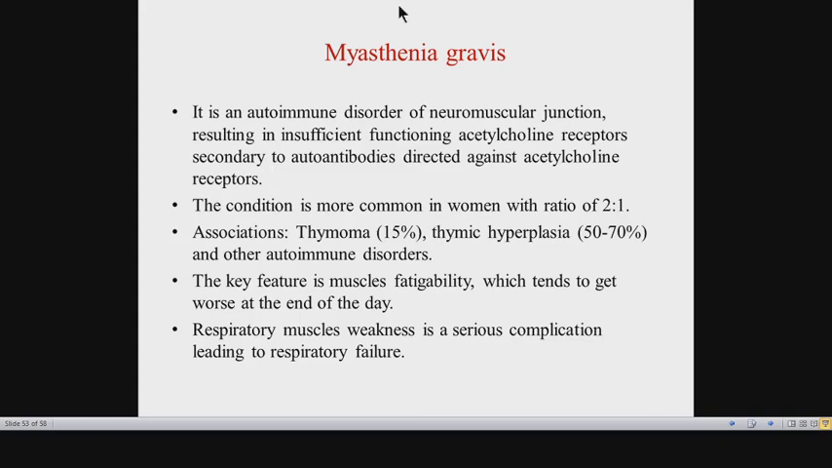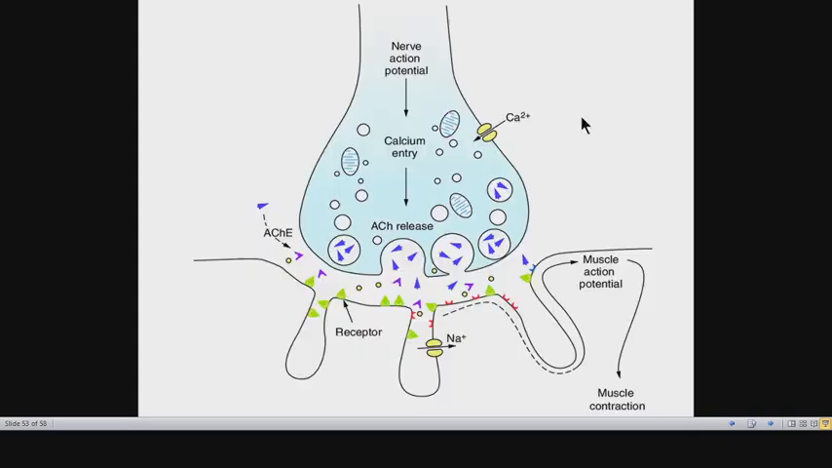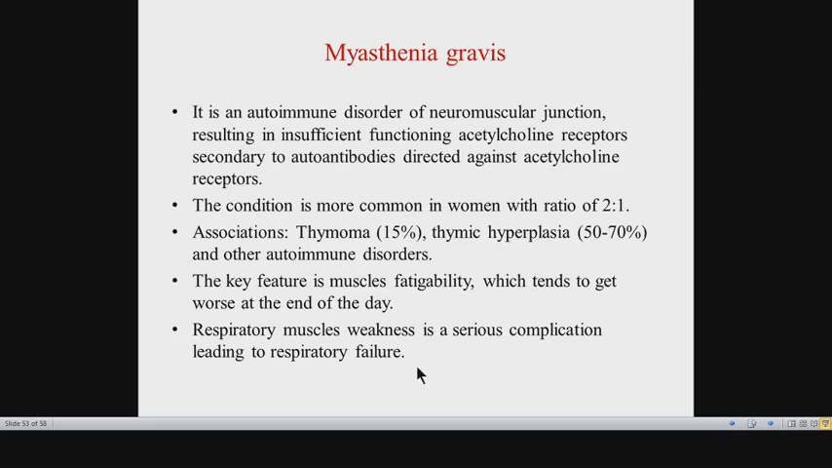The main feature of myasthenia gravis is weakness. The type of weakness seen in myasthenia gravis is lower motor neuron type of weakness, and this is the same type of weakness seen with any neuromuscular junction disorder. Any disorder affecting the neuromuscular junction will lead to lower motor neuron weakness, not upper motor neuron weakness.